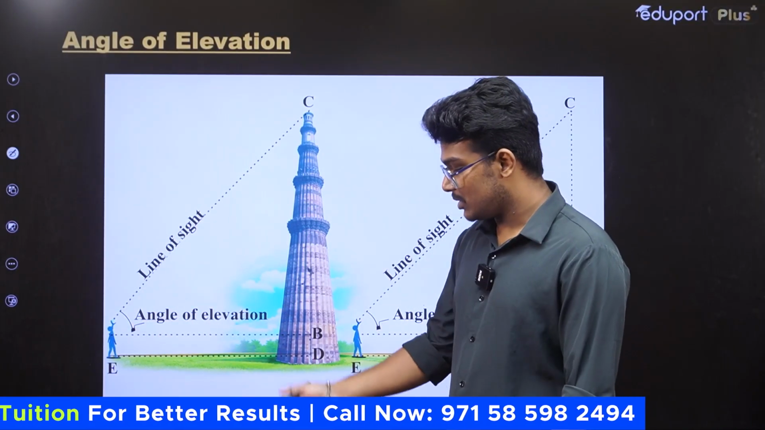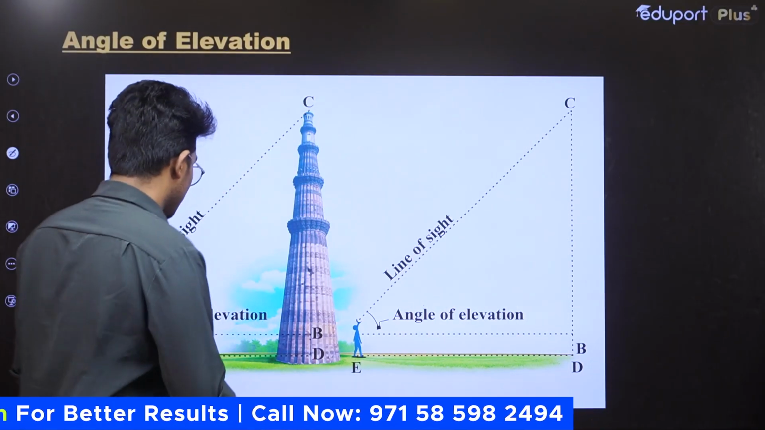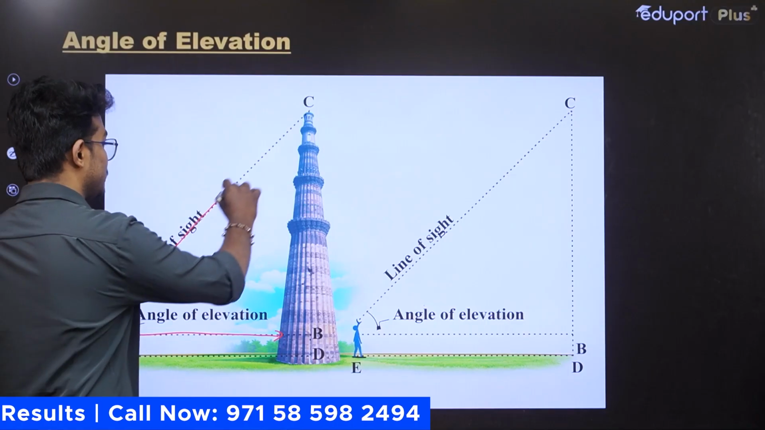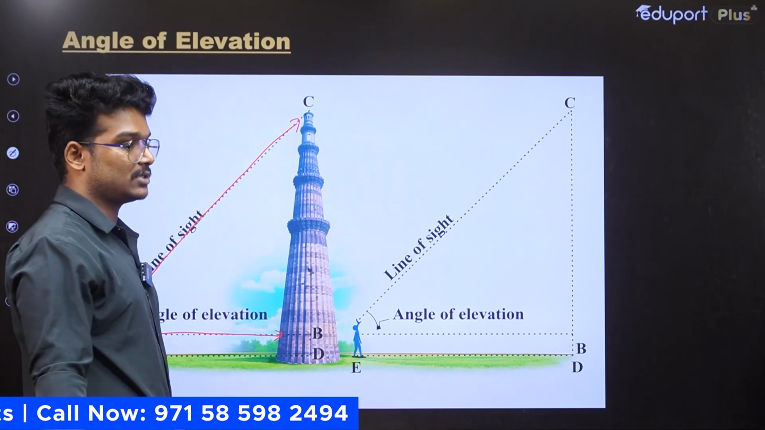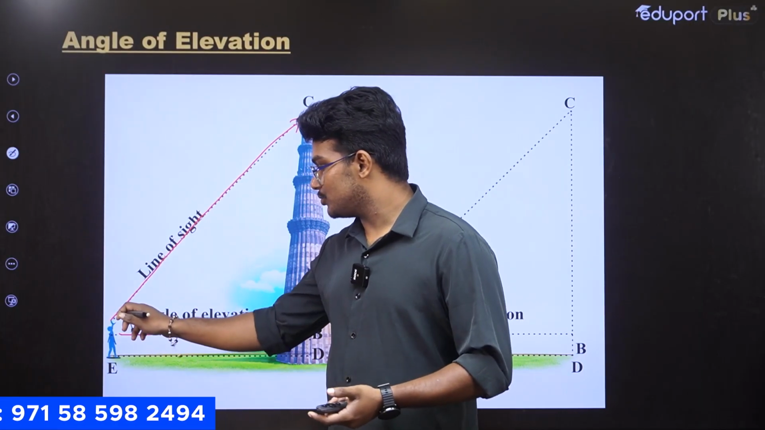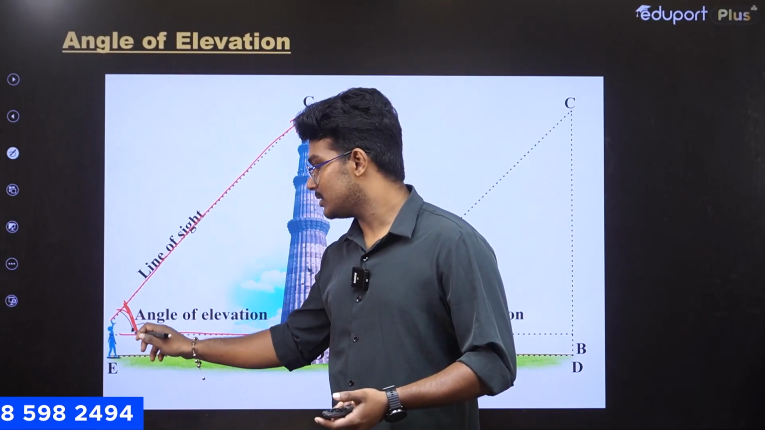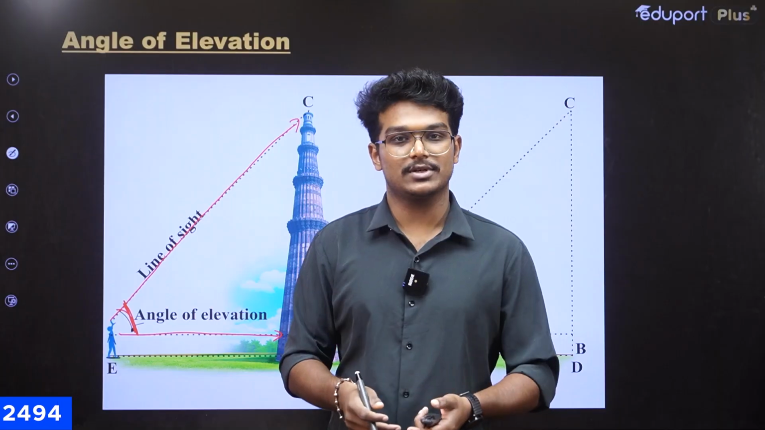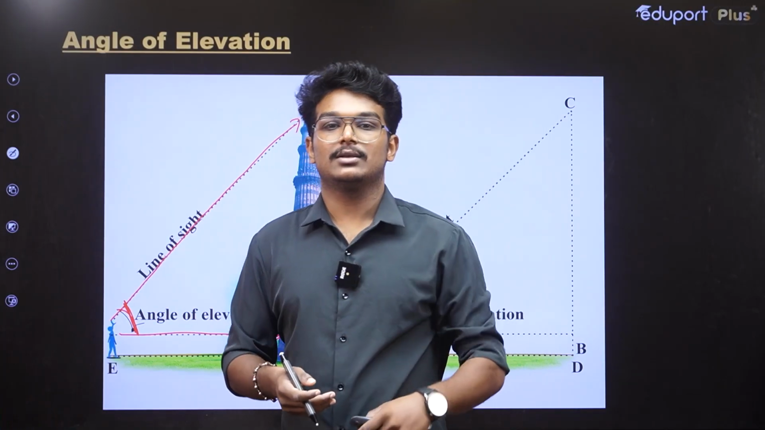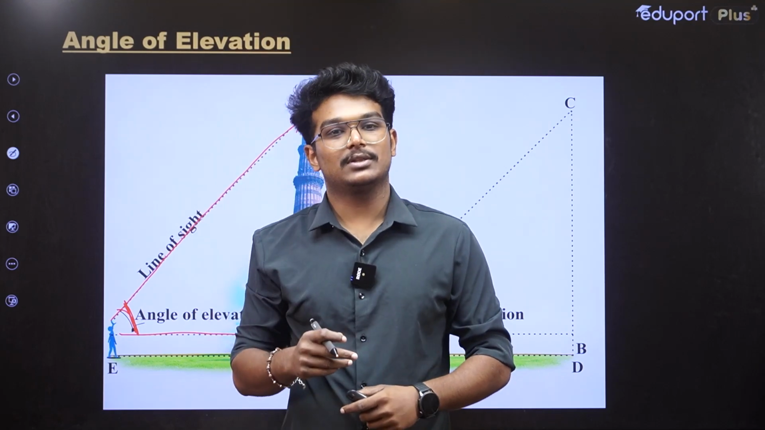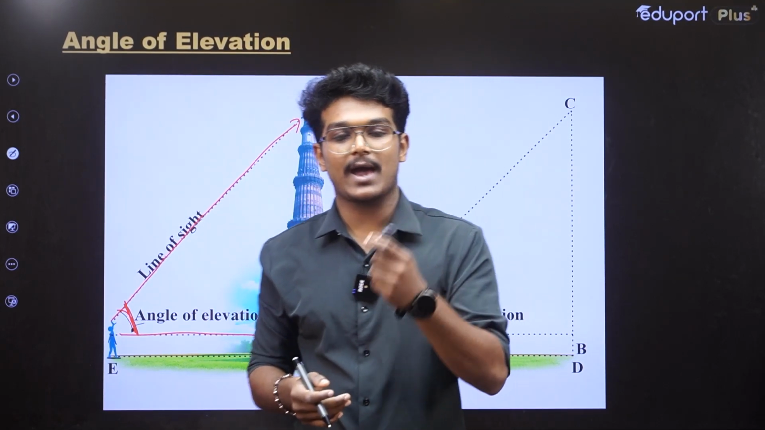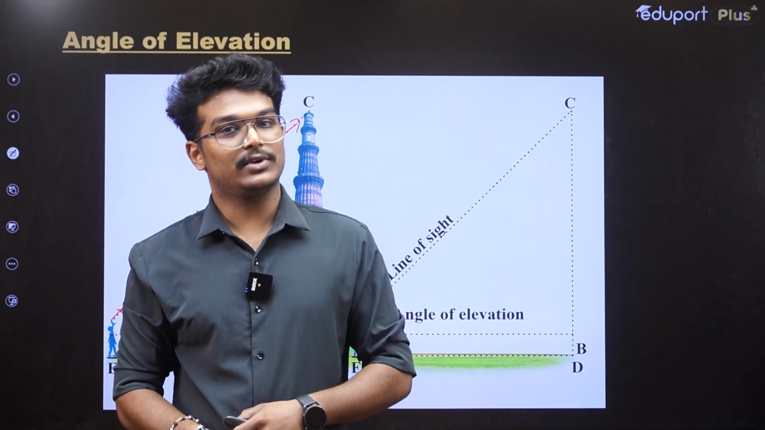First of all he is looking straight. He is looking straight here, and he raises his head and looks to the top of this tower. Between these two views there is an angle. This angle is called the angle of elevation. So first of all I am looking straight, then I am looking to the top, then there is an angle between these two views. This angle is called the angle of elevation.